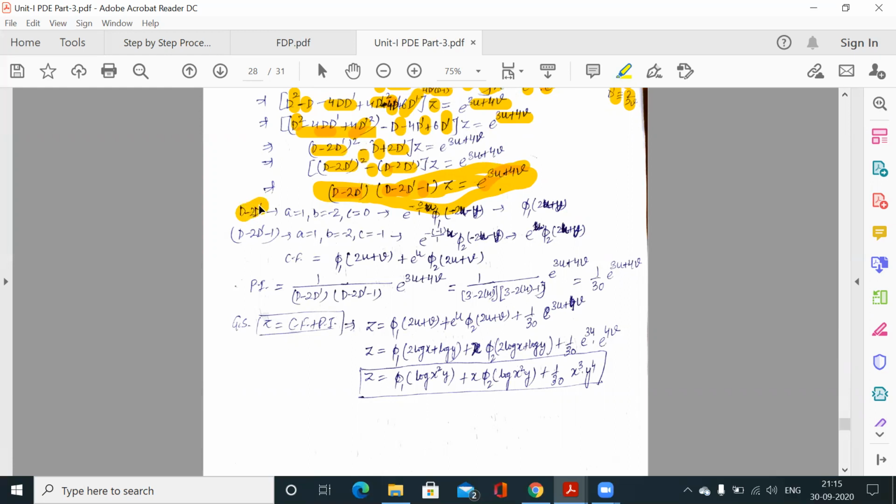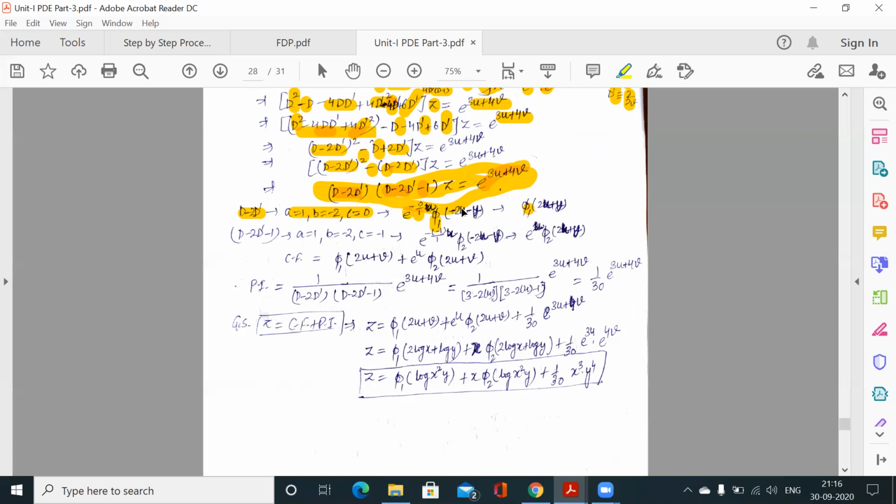So the first factor is D minus 2 D dash, so a is 1, b is minus 2, c is 0. So e to the power minus c by a, which is 0, into u, phi 1 of bx minus ay, that means bu minus av. So b is minus 2, so minus 2u minus a, which is 1, into v. Because this is 0, e to the power 0 is 1. So what is left is only the function phi 1 of minus 2u minus v.